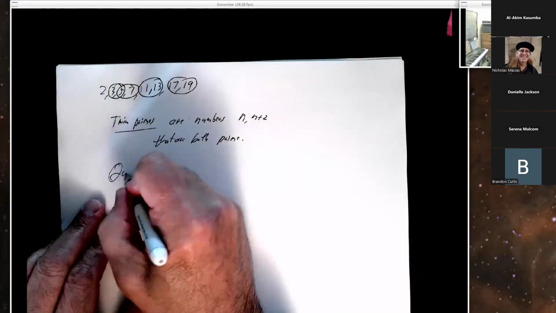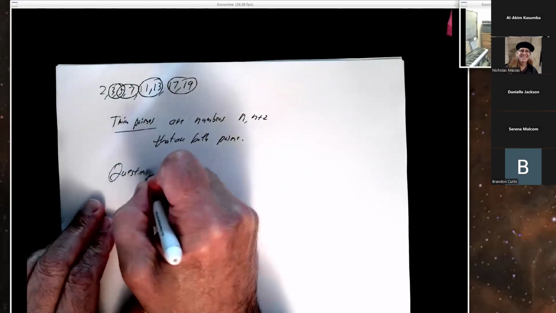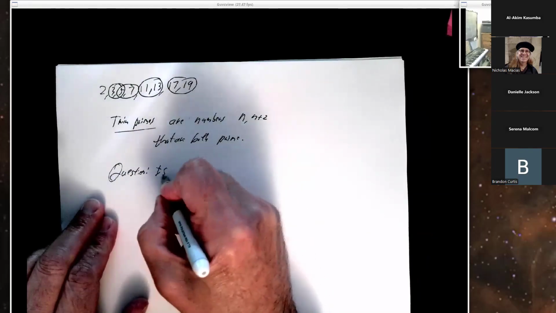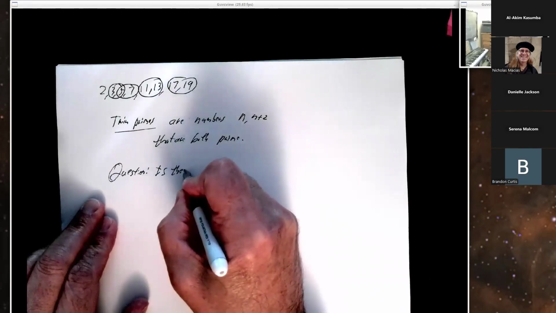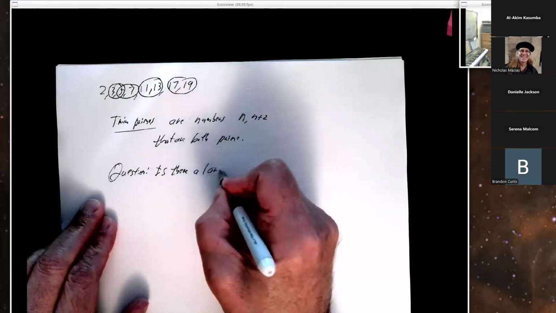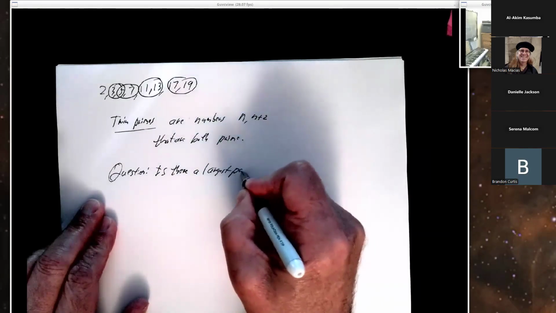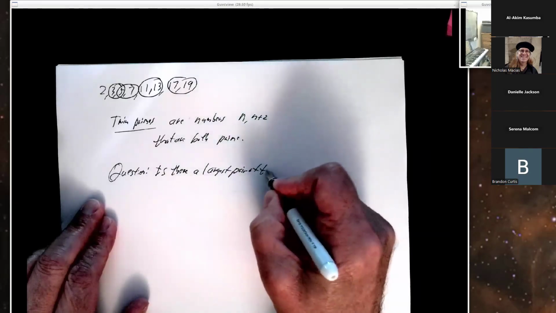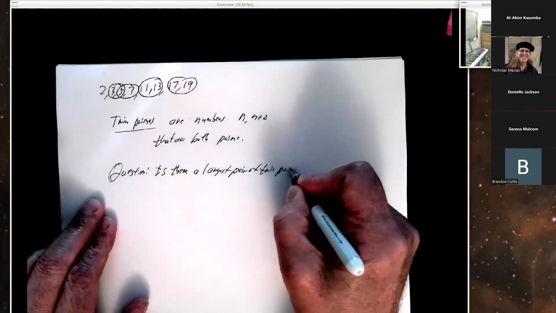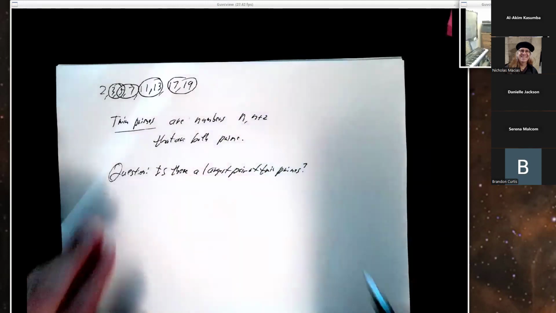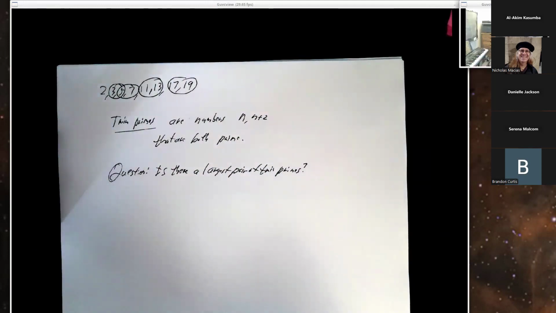So question, is there a largest pair of twin primes? And we don't know. We don't have an answer to that. We don't know if they go on forever or if there's some point after which all your primes are separated by at least 4. It's an open question.